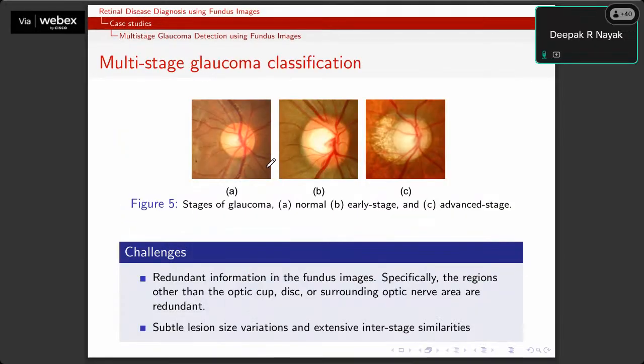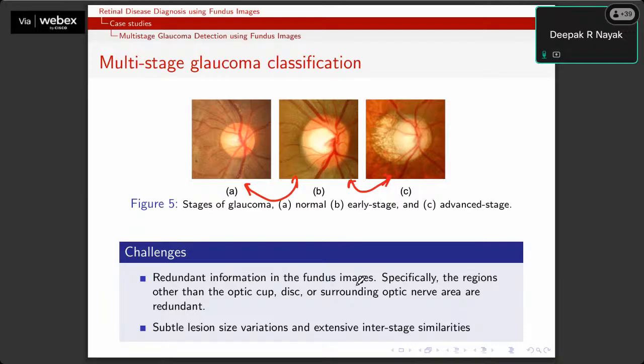Here are three samples collected from the data sets, which we are considering for validating our model. This is the case where there is no glaucoma disease. This is a case where the patient is suffering from early stage glaucoma, and here is advanced. I've intentionally chosen samples where you will find a drastic change between the different classes, especially the different stages. But sometimes it is very, very difficult to identify the difference between the early stage and the normal, and sometimes even between early stage and advanced stage. So there are huge similarities among these stages.